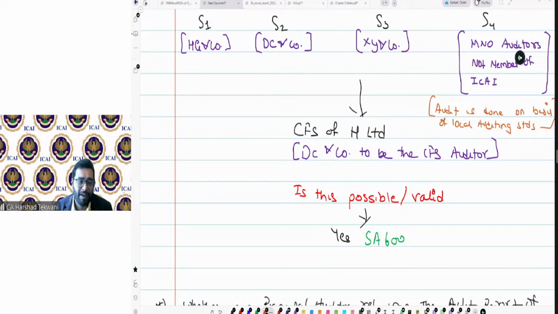But the question comes, Venkat, that while performing the audit of consolidated financial statements, I need to refer to the audited standalone financial statements. Can I rely upon the audited standalone financial statements which are not audited by a member of ICAI for the consolidation purpose? Or will I count those financial statements as unaudited?